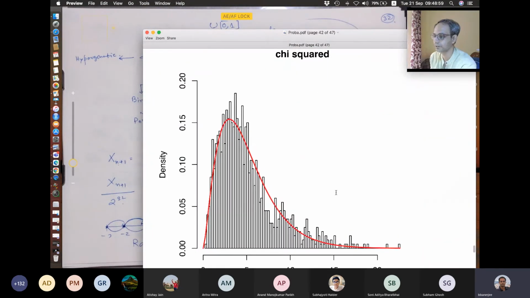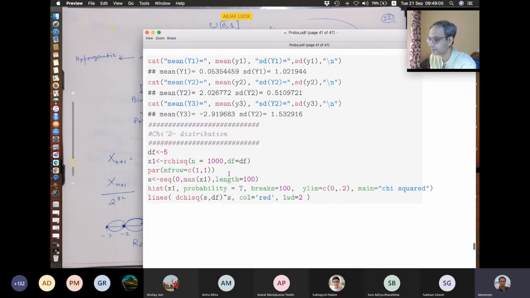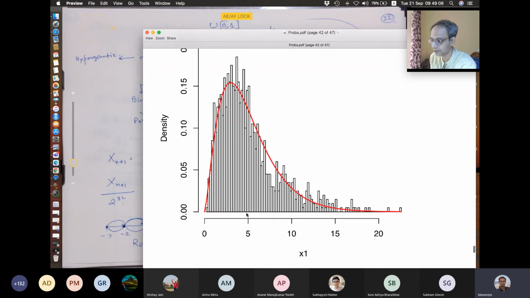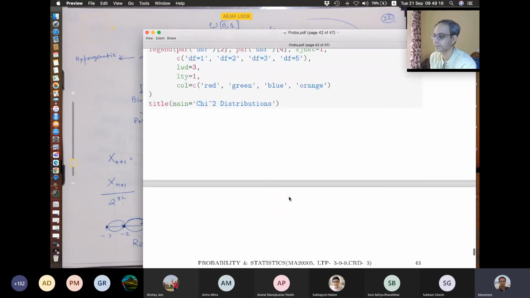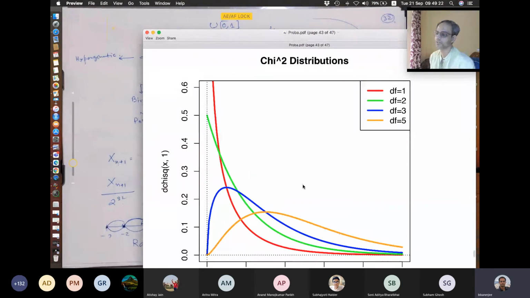Okay, so here it is chi-square. How many degrees of freedom do we have? 5 degrees of freedom. For chi-square, you can see that the peak is very near 5. So it is 5 degrees of freedom, and the expected value is 5. Here are different chi-square distributions. If degrees of freedom is 1, then it is gamma half. If degrees of freedom is 2, then what will it be?